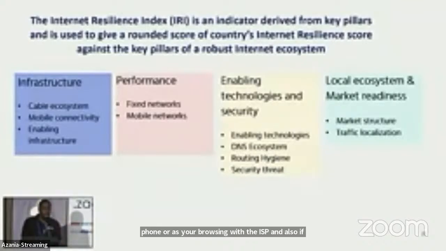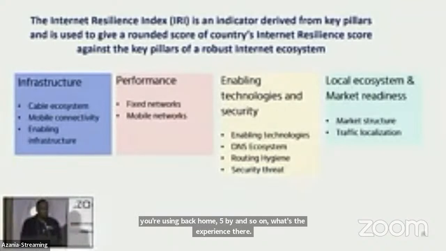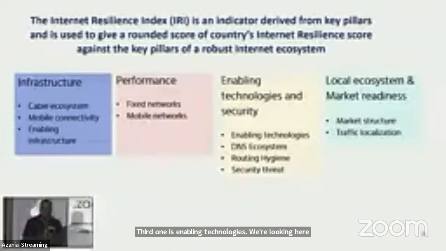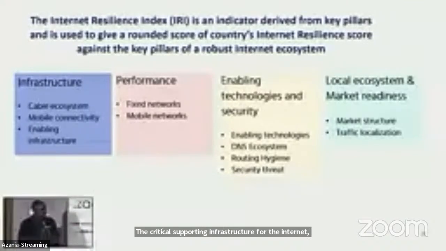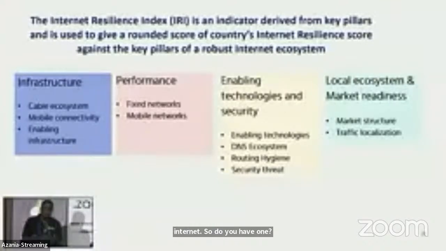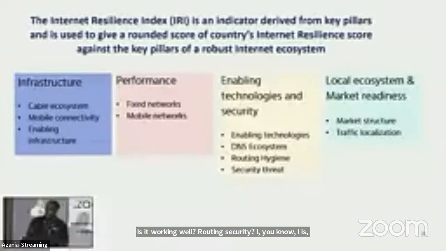Third one is enabling technologies. So we're looking here at whether, in your country, there are the critical supporting infrastructures for the internet. For example, DNS. Yesterday, I believe DNS was covered in depth in the ICANN session. So DNS is a very key infrastructure on the internet. Do you have one? Is it working well? Routing security, is the routing security being done properly in the country? How safe are you? Is your network the source of spam emails and so on?